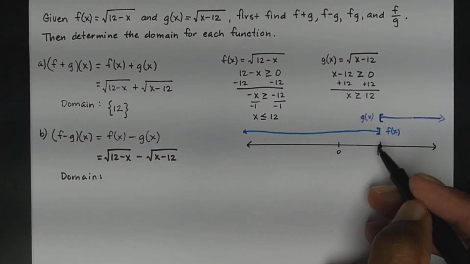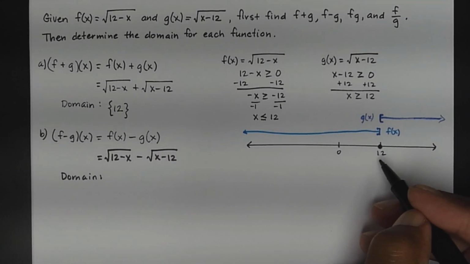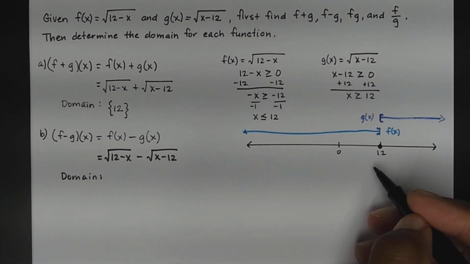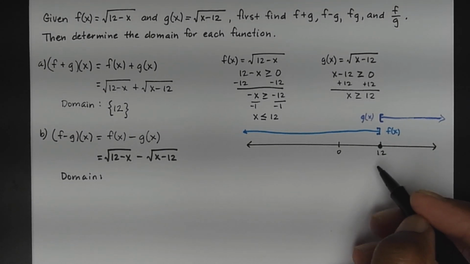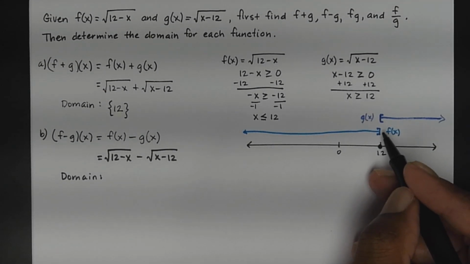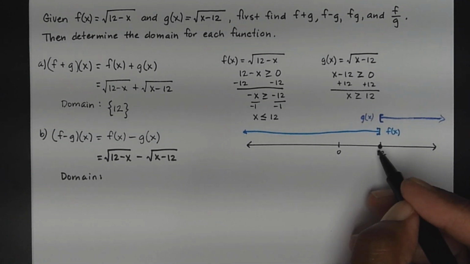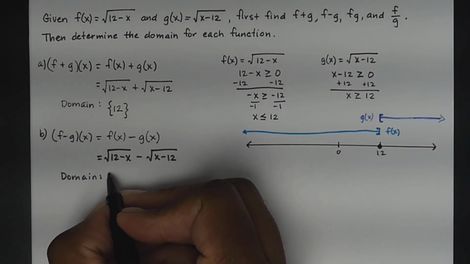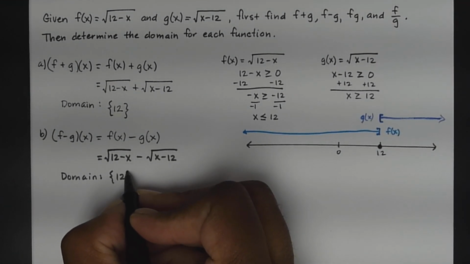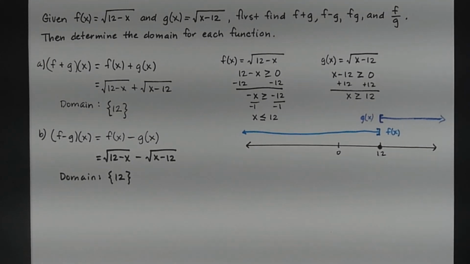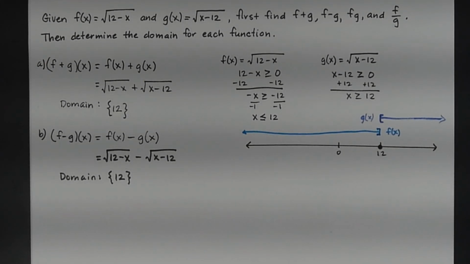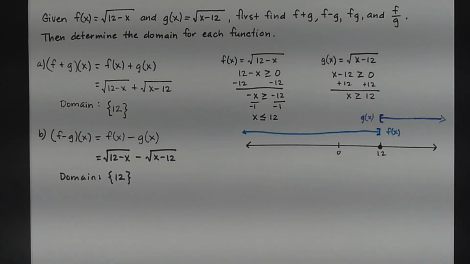I'm going to use those two graphs that I have here, because again, I'm finding the intersection of the two. That means I'm finding out what's common in both f of x and g of x. And you can see here again, it's the number 12. So the domain of the difference of the two functions is going to be 12. Okay, so that's part B.